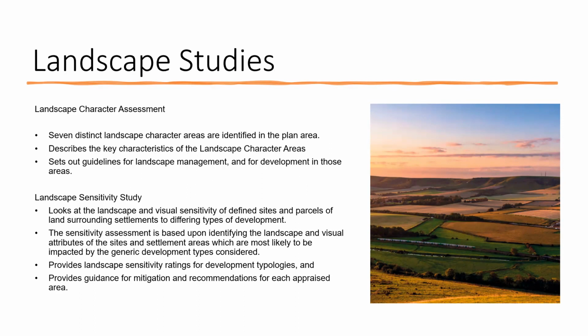So the landscape studies: we've got the landscape character assessment that sets out seven distinct landscape character areas in the plan area. That plan area is the district outside of the South Downs National Park. The landscape character assessment describes the key characteristics of the landscape character areas, and then sets out guidelines for management and for development in those areas. So although the South Downs National Park is outside the local plan area, the national park landscape is of great importance. We are required to have regard to the purposes of the national park, including to conserve and enhance the natural beauty, the wildlife and cultural heritage of the area.